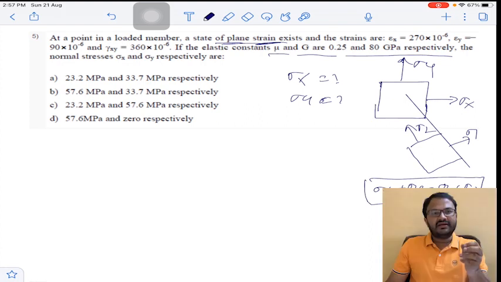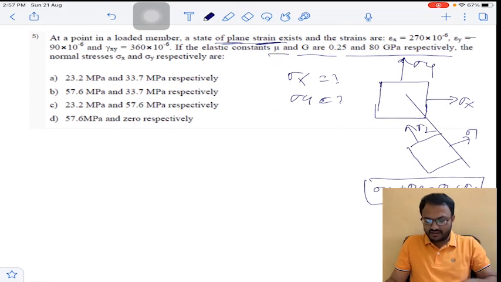In any plane on a particular element, the summation of normal stresses is constant and is equal to the summation of normal stresses in another plane. It may be a principal plane or whatever it is. Okay, this point will help here. And he has asked sigma x and sigma y.